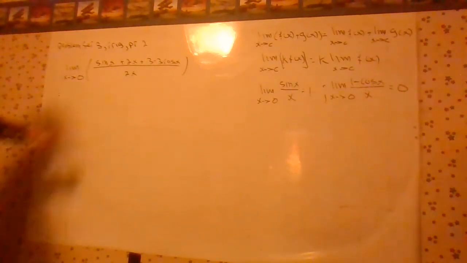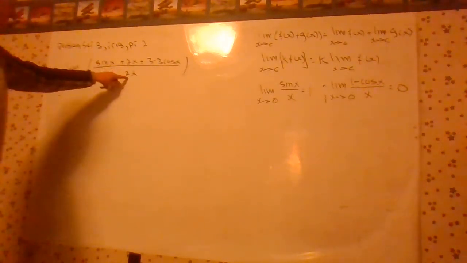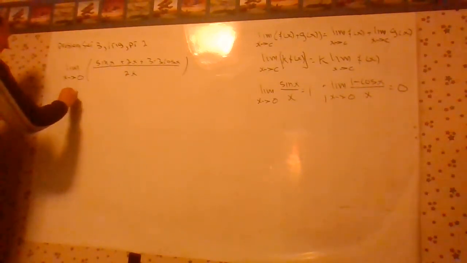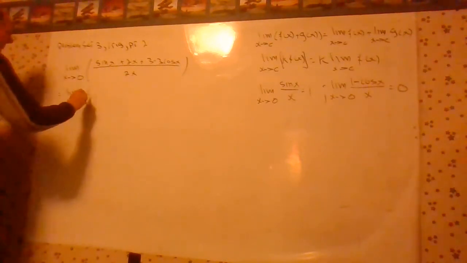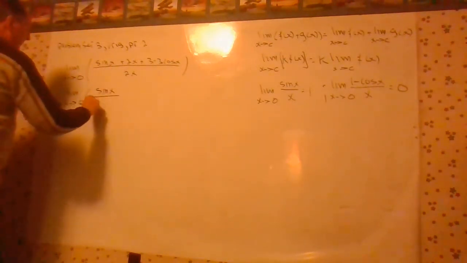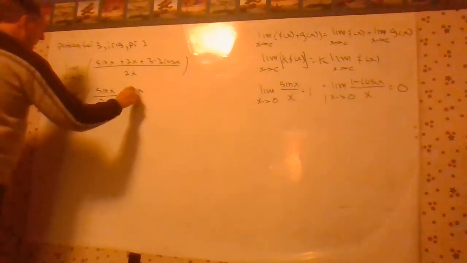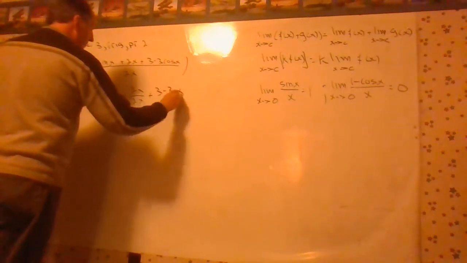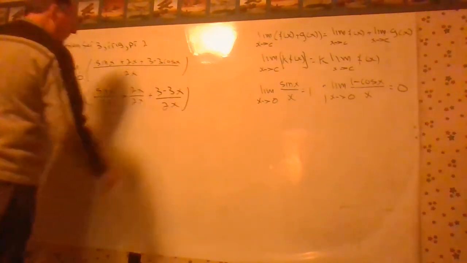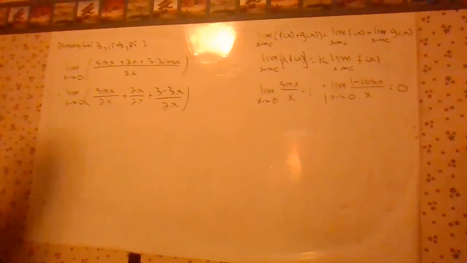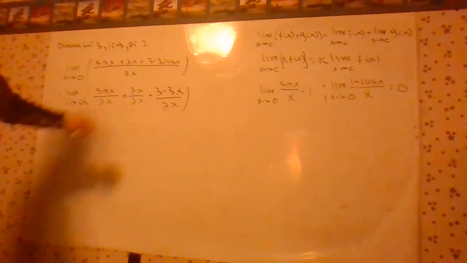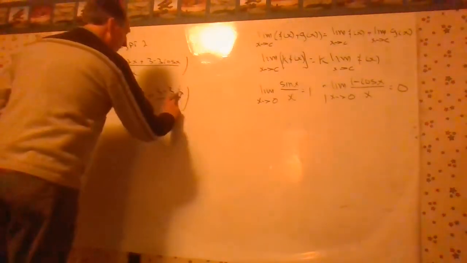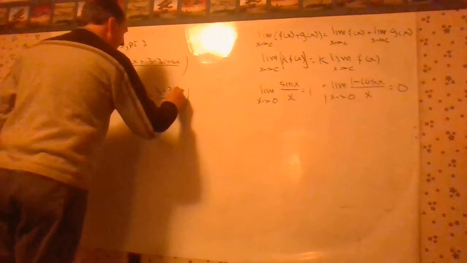Now we can do some simple algebra. We can write this as sine x over 2x, 2x over 2x, and that over 2x inside this limit. Of course, this will simplify to 1. That's easy. A limit of a constant is a constant. There's this and this. Oh, that should be cosine x. Sorry about that.